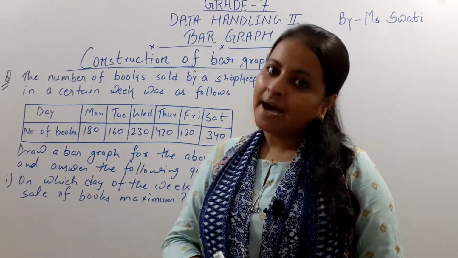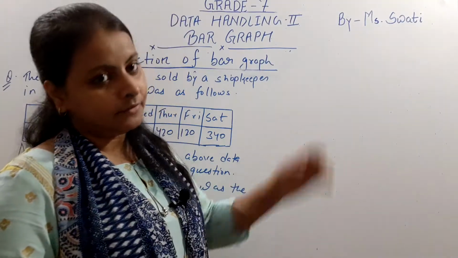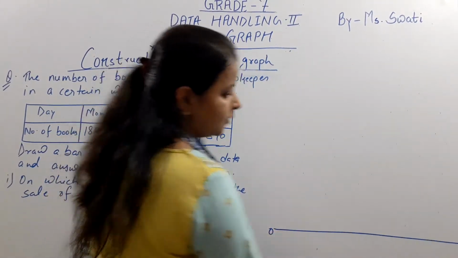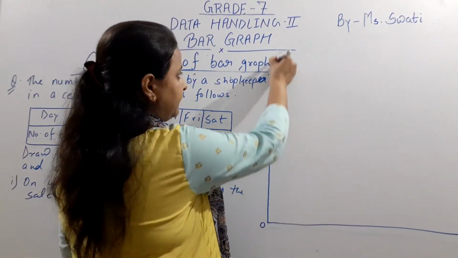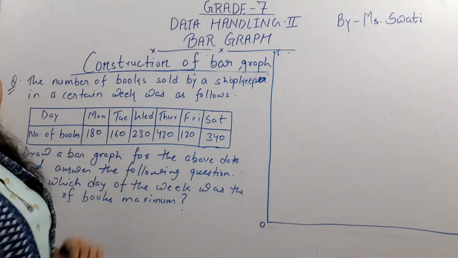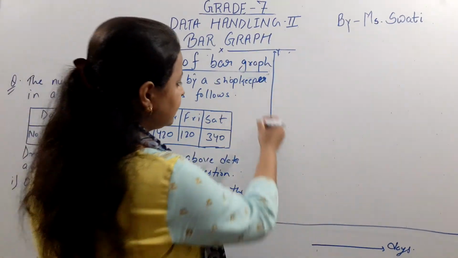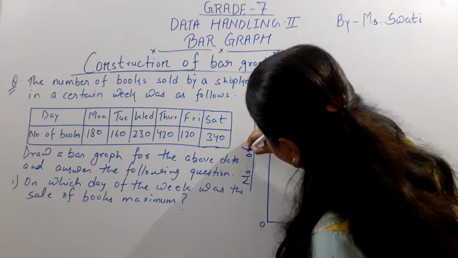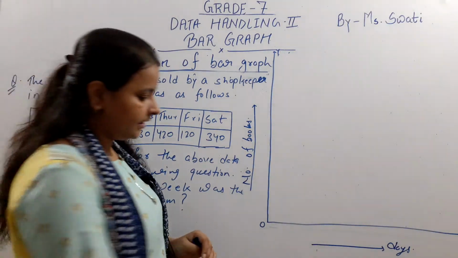So, first we draw the bar graph of the given data. So, what do we have to do first? Yes, again we draw the horizontal and vertical lines first. First we draw the horizontal line OX and the vertical line OY. Now we mark the points on the x-axis. What we are going to represent on the x-axis is days. And what are we going to represent on the y-axis? Number of books. So we write here number of books. So here we have 6 days: Monday, Tuesday, Wednesday, Thursday, Friday and Saturday. So we mark like that.